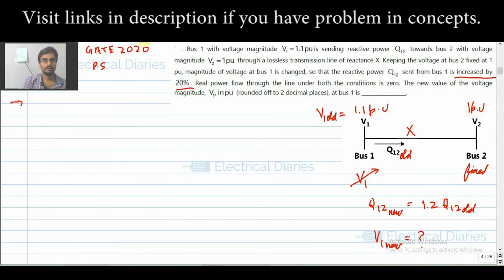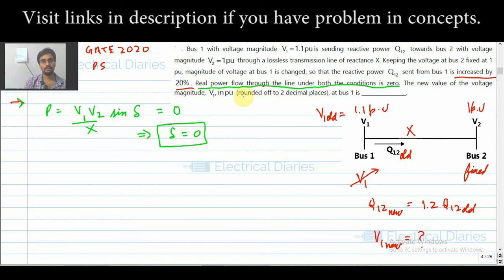Now, what is given to us is that the real power flow through the line under both conditions is 0. Real power is given by V1 V2 by X sine delta, as it is a lossless line, and it is given to us as 0. V1 has some value, V2 has some value, X has some value. So for P to be 0, this implies that delta is equal to 0. That is one thing we got from this equation.